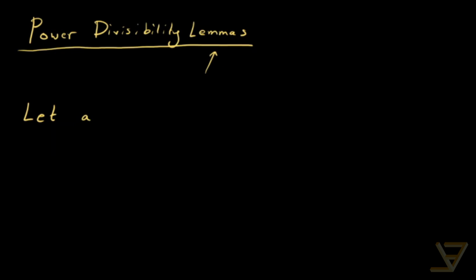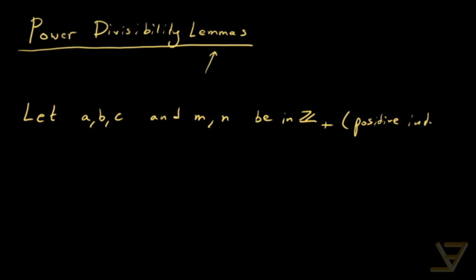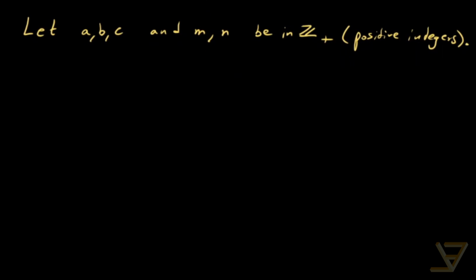So we'll let A, B, and C and M and N be positive integers. What we're going to do is just run through the lemmas. So let's go right into the first one. There's going to be a bit of notation, but I'll explain it right after.